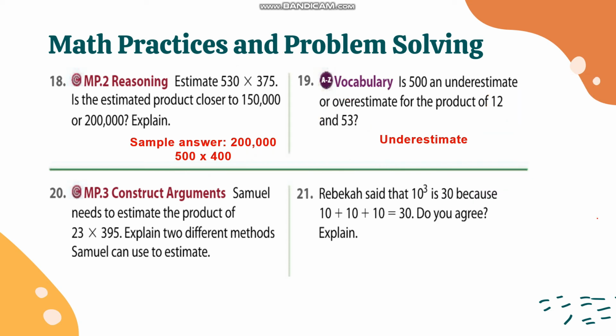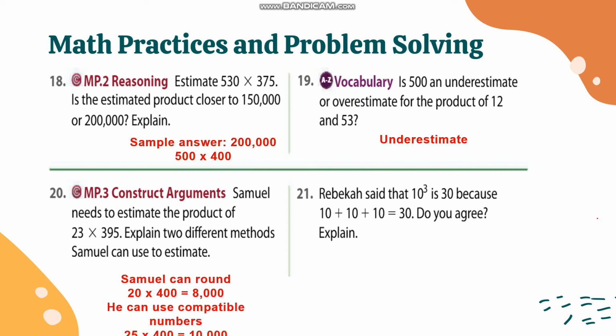Next, number 20. Samuel needs to estimate the product of 23 multiplied by 395. Explain two different methods Samuel can use to estimate. So the possible answers are the rounding method: 20 multiplied by 400 is 8,000, or using compatible numbers, 23 becomes 25 and 395 becomes 400. So 25 multiplied by 400, the answer is 10,000.